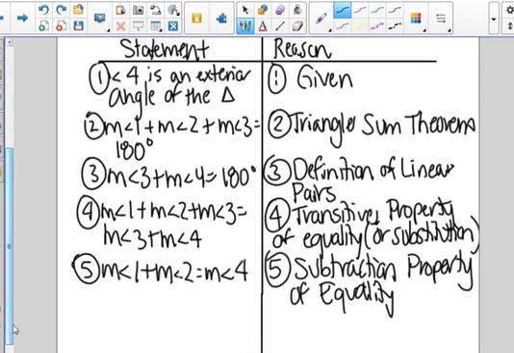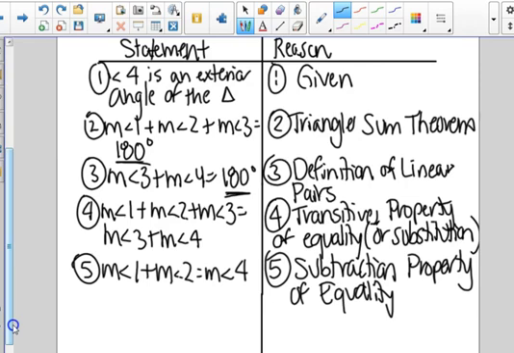In our fourth statement, we said that the measure of angle 1 plus the measure of angle 2 plus the measure of angle 3 should then equal the measure of angle 3 plus the measure of angle 4, because both of my angle sums in 2 and 3 add to 180. So by substitution, or the transitive property of equality, we can say that those are equal.